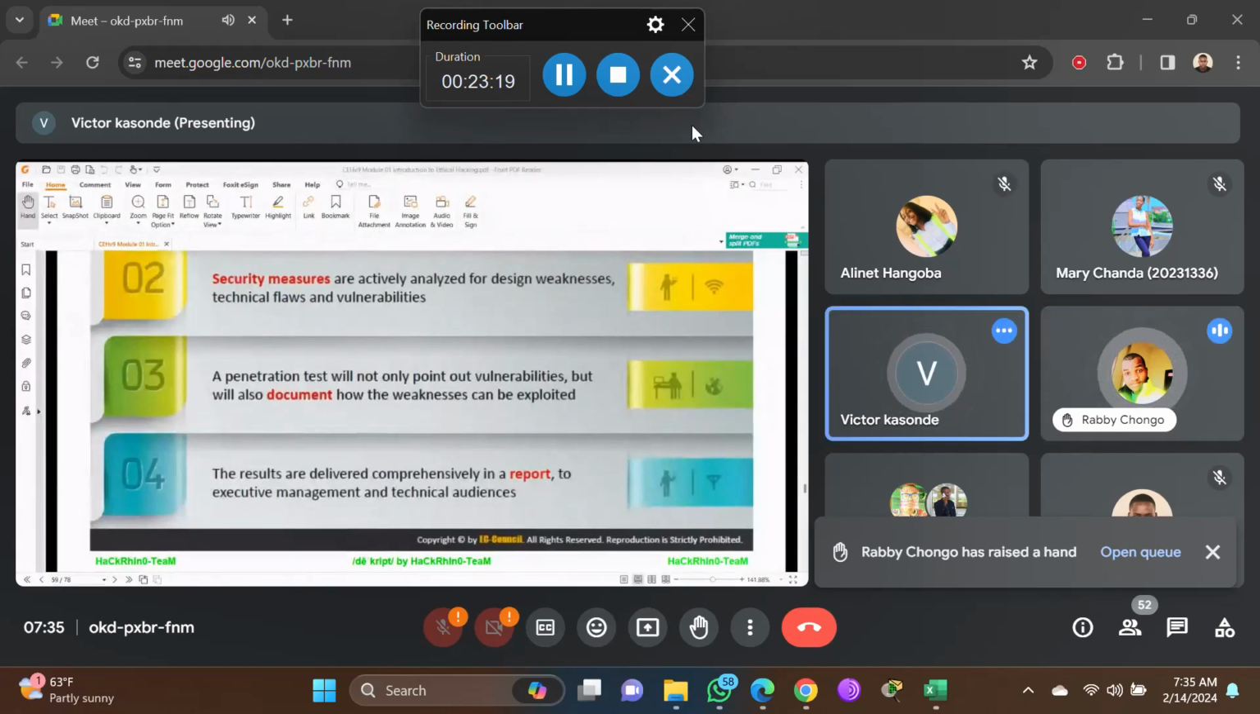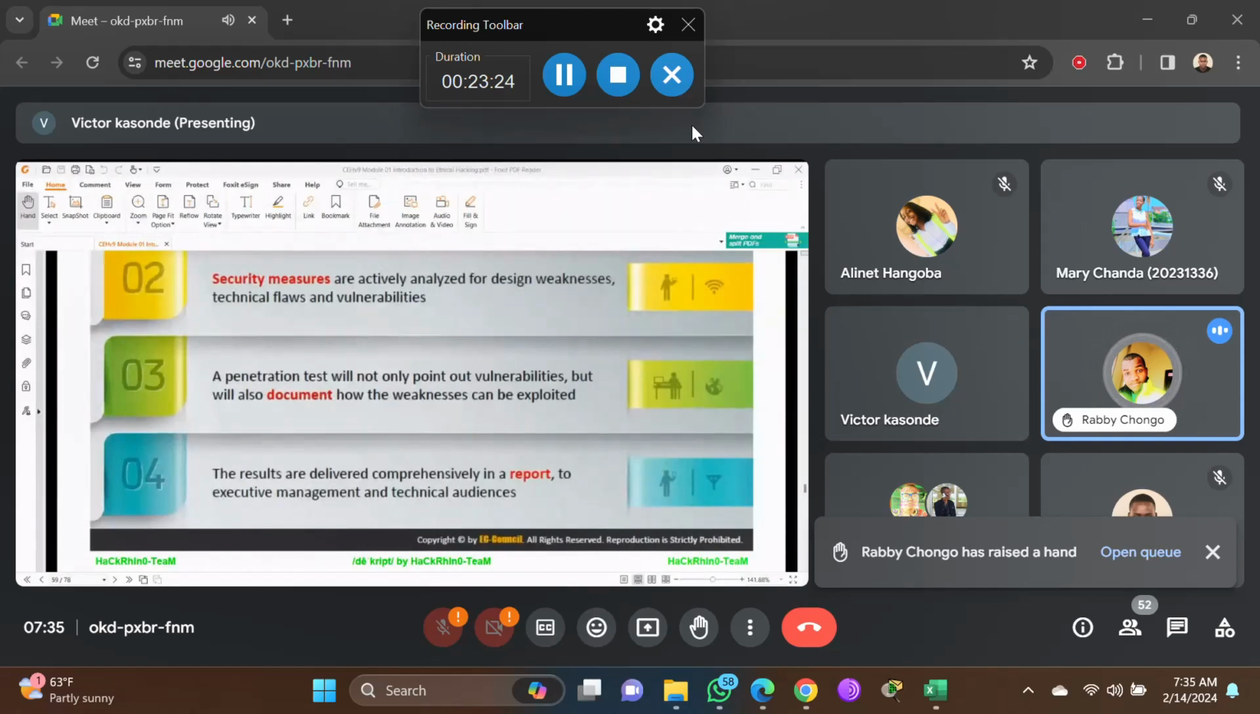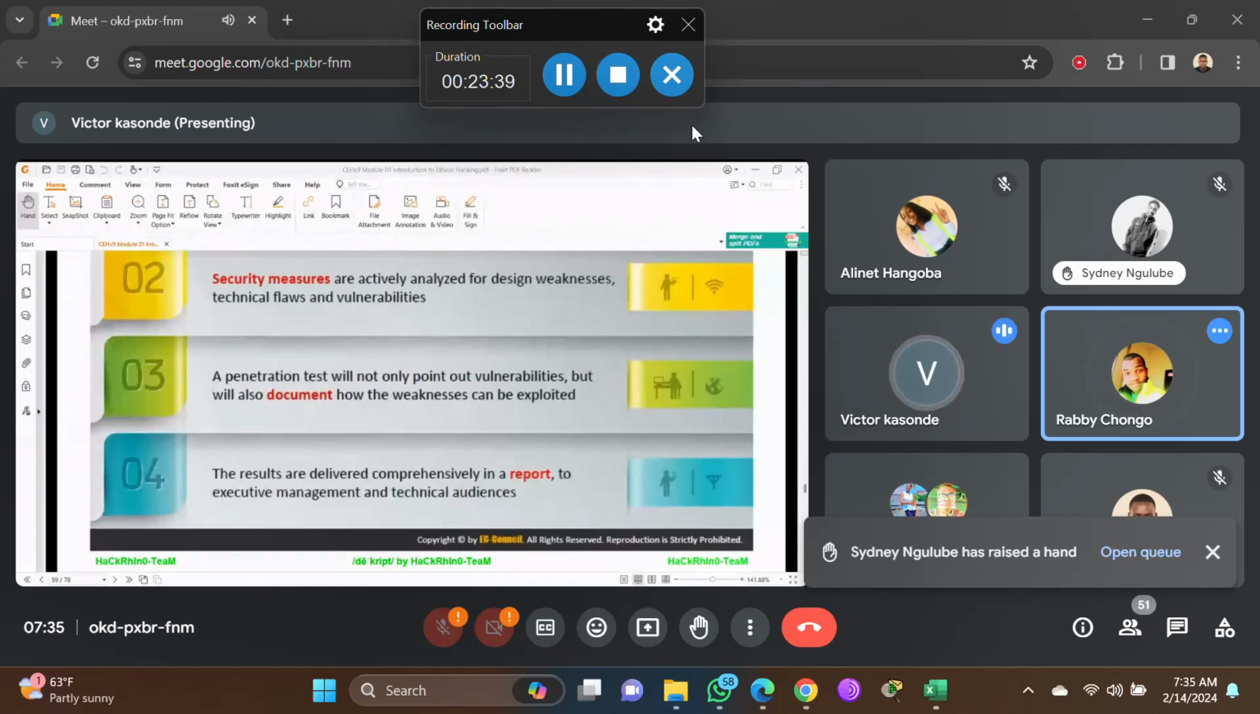I think, sir, we can just document the vulnerabilities in such a way that even if you are attacked at a later time, you can see if it is the same cause which is making you be attacked, or the point where the hackers entered. Okay, that's good.